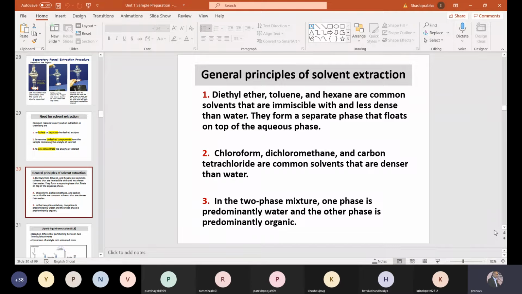And as I said in the beginning, the phases are immiscible. One phase is predominantly water and the other phase is predominantly organic. This is what we understand, and because we know that all real samples are essentially present in an aqueous medium, that is how things move in solvent extraction. I think up to this point we just did it previously.